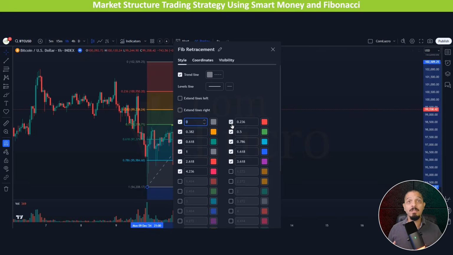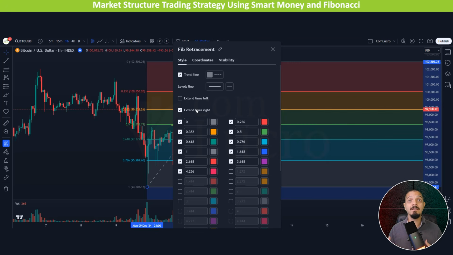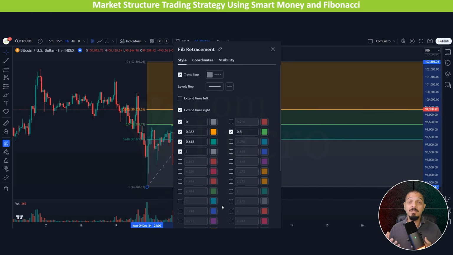Once the retracement is drawn, open the settings to customize the tool for a cleaner and more effective analysis. First, extend the lines to the right so they remain visible as the chart develops. Then, uncheck all unnecessary levels, leaving only the essential ones: 38.2%, 50%, and 61.8%. These are your key retracement zones.